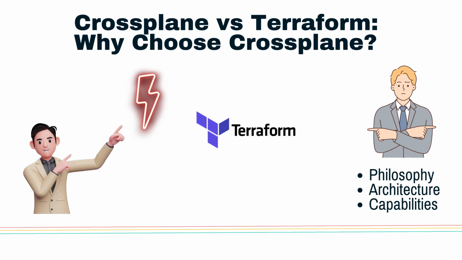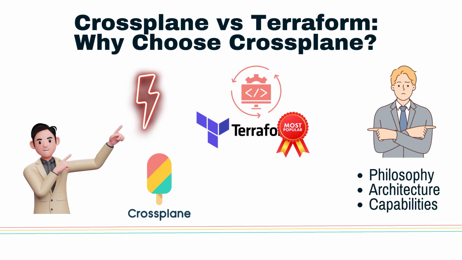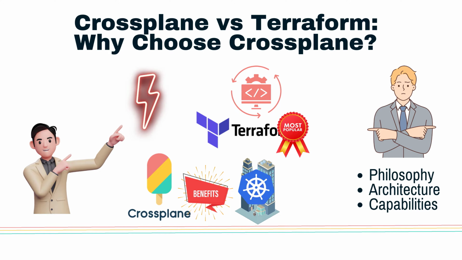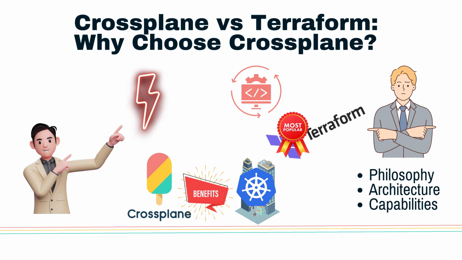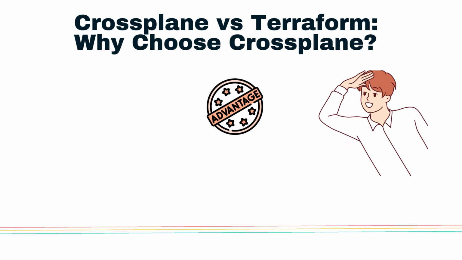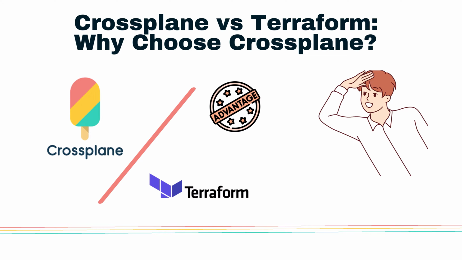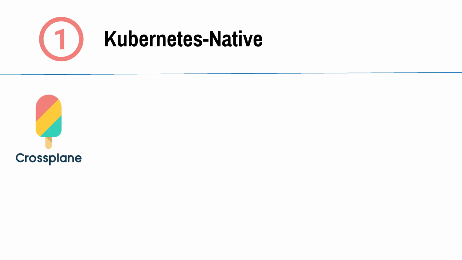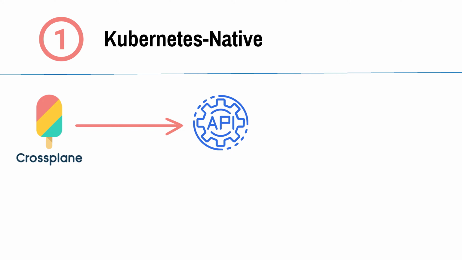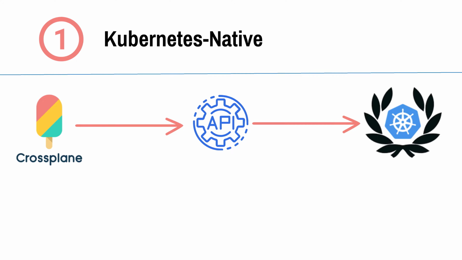While Terraform has been a popular choice for infrastructure as code, Crossplane offers unique benefits, especially for organizations that are heavily invested in Kubernetes. Let's now take a look at some of the key advantages of using Crossplane over Terraform. The first advantage is that it is Kubernetes native. Crossplane extends the Kubernetes API, making it a Kubernetes native solution.